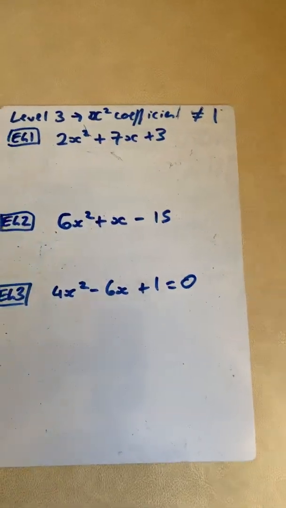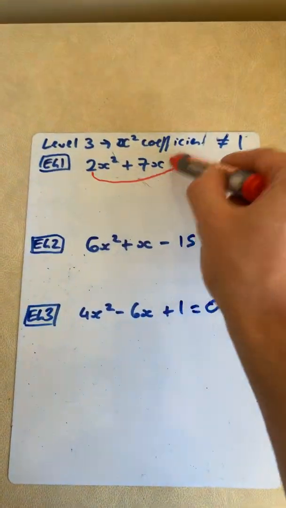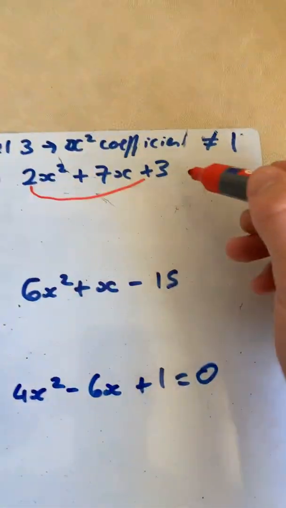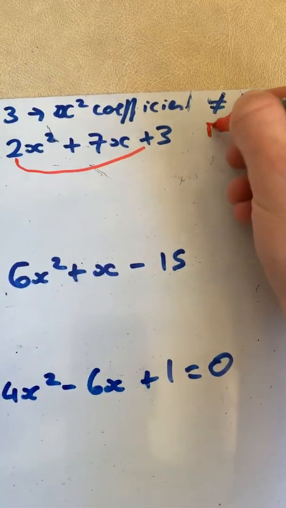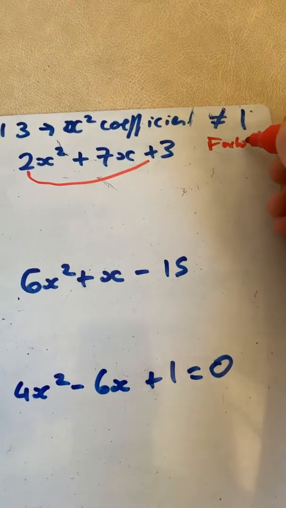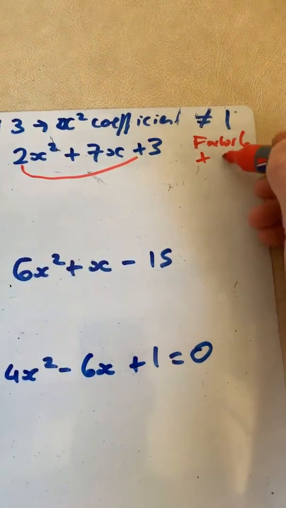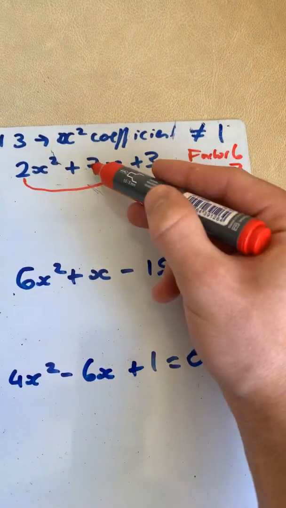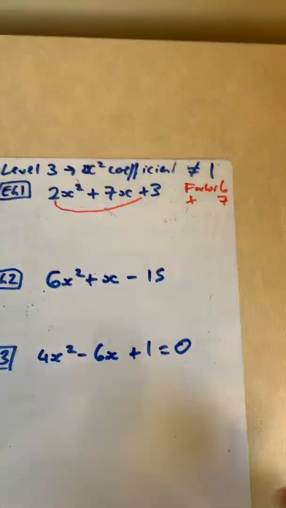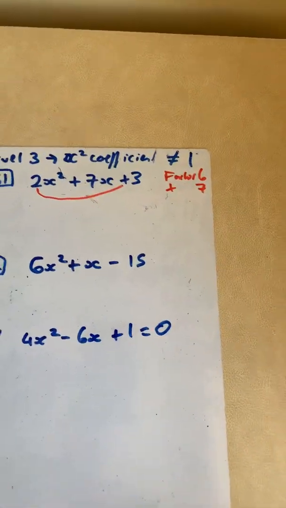But the way in which I want to tackle this is, because the coefficient is no longer 1, I want us to think of factors which are 2 times 3, so factors of 6, which add up to give 7, because it's a plus. For factors of 6 that add up to give 7, clearly there I'm talking about 6 and 1.